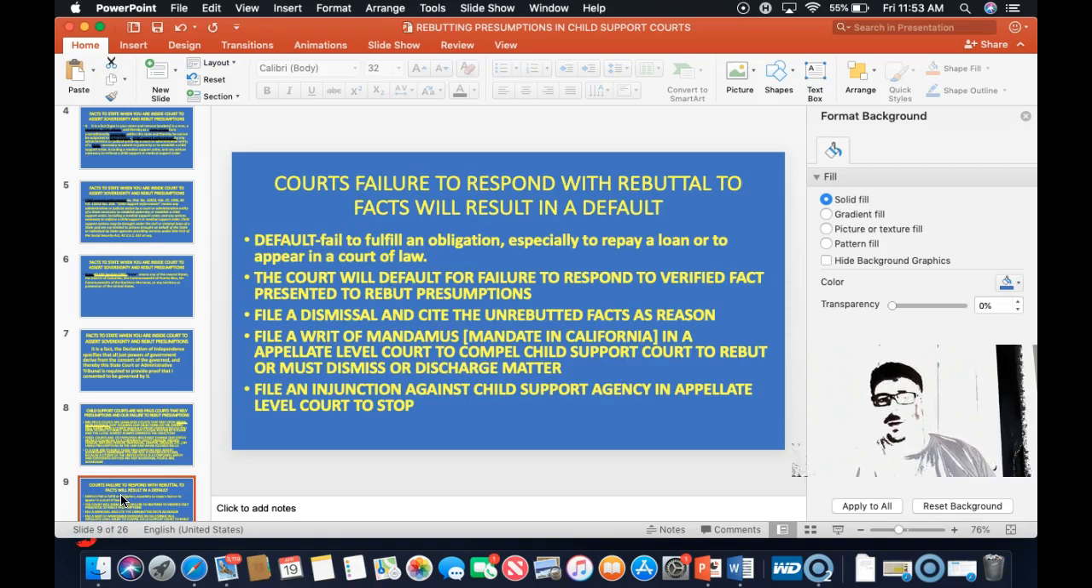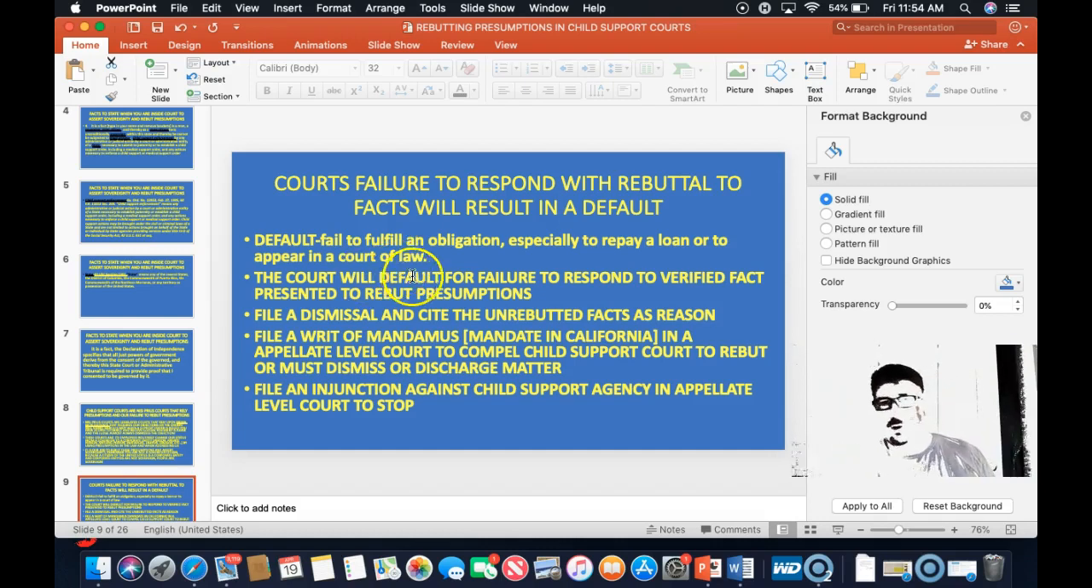Now, when you do that in writing and they don't respond, they are defaulting to fulfill an obligation. They brought you there, and you are filing paperwork rebutting their presumptions. If they do not respond, that means your facts stand, and they're now recorded. Then you can go to a higher court, file an injunction, bring a copy of that motion that you filed, and show that they did not respond. That means your facts stand, and it will be recorded in that higher court.